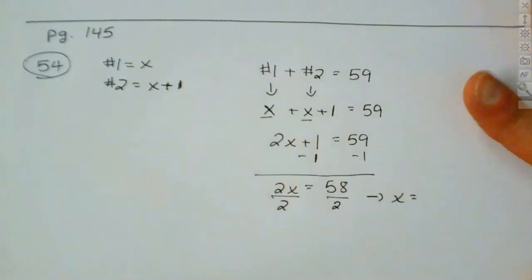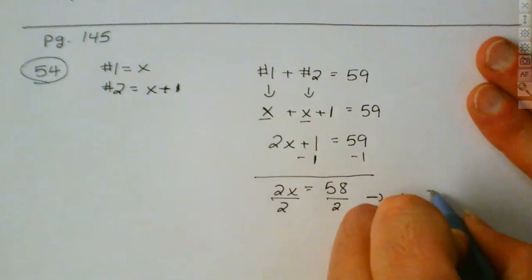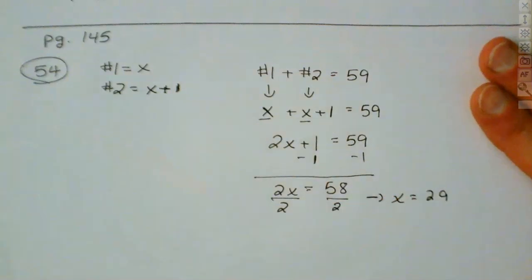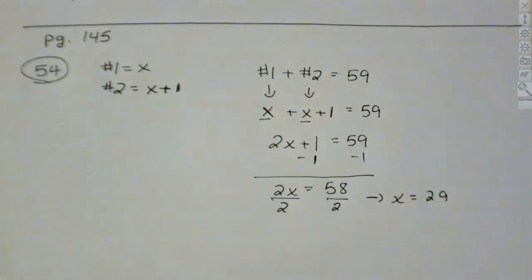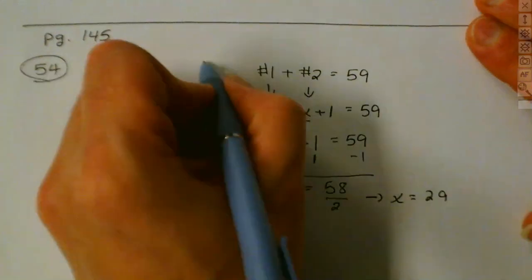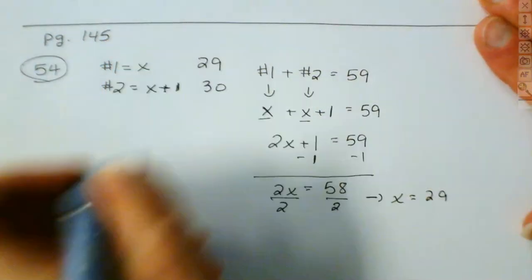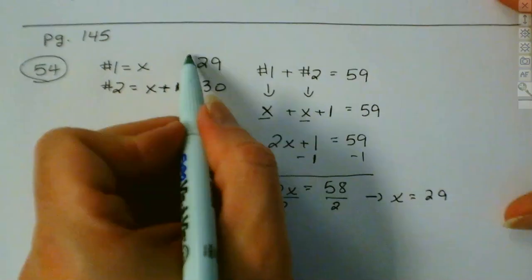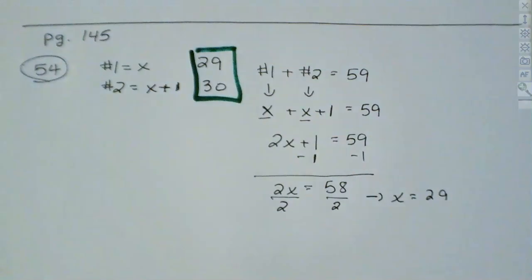And x equals now what? When I divide, 58 divided by 2, that's a 29. Now, I need to get both of my numbers, because it says find both the apartment numbers. So what are the apartment numbers? 29, and the next number is what? 30. So there is my answer, 29 and 30. Make sure you get both of them.